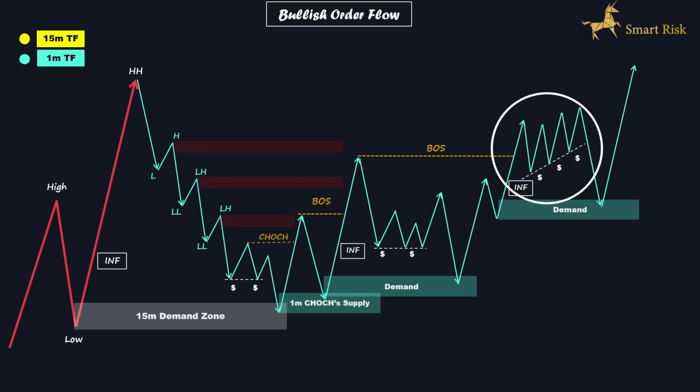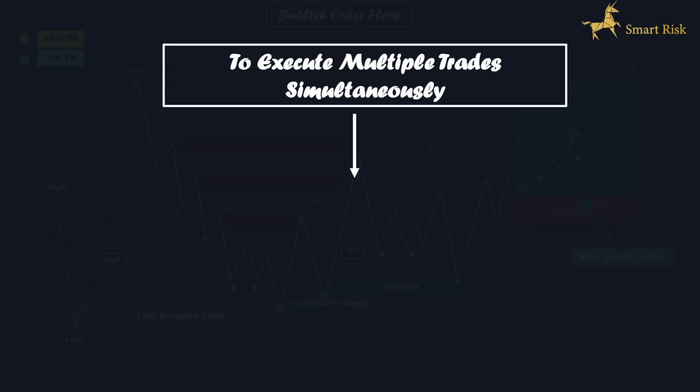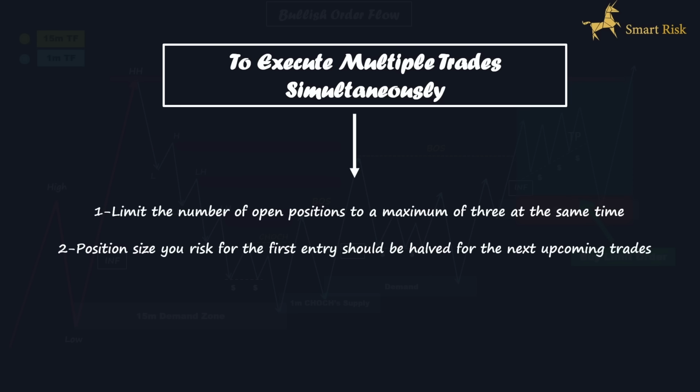With all the criteria of the continuation entry model met, we can now place our buy limit order at the highest point of the order block and set the swing high as our take profit target. To execute multiple trades simultaneously, there are certain points and rules you must consider. Limit the number of open positions to a maximum of 3 at the same time. Always remember that the position size you risk for the first entry should be halved for the next upcoming trades. For example, if your first position size is 2 lots, it's advisable to risk half that amount, which is 1 lot, for the subsequent trades.